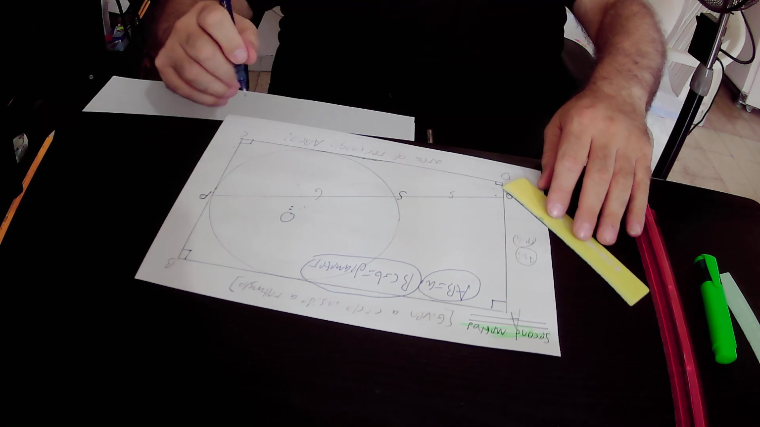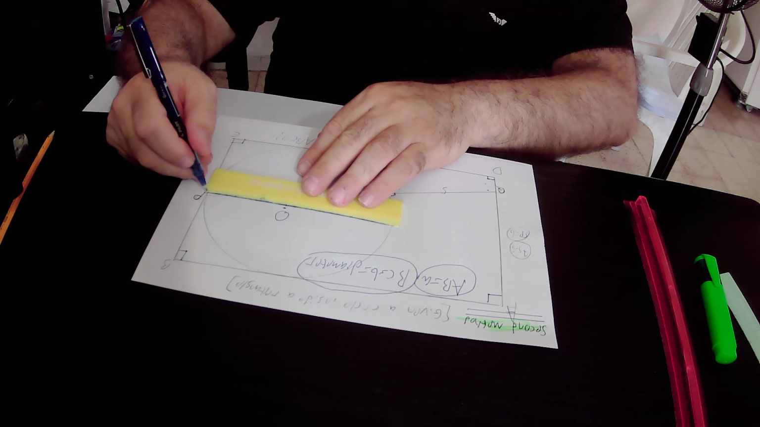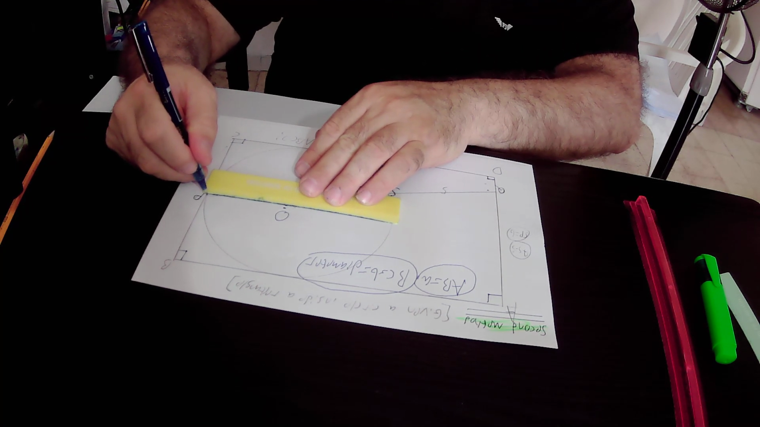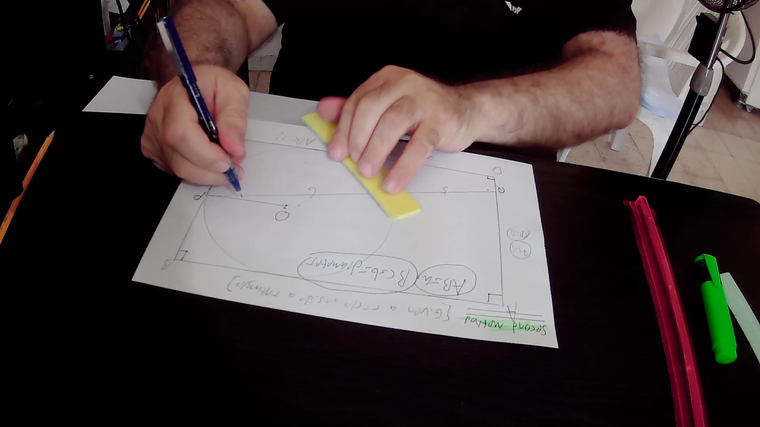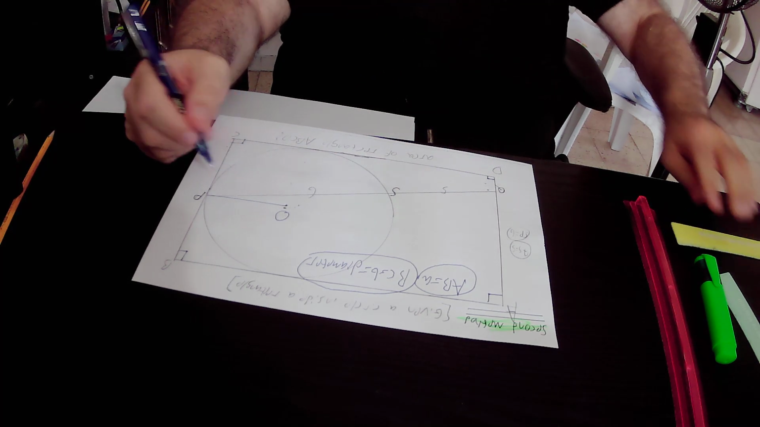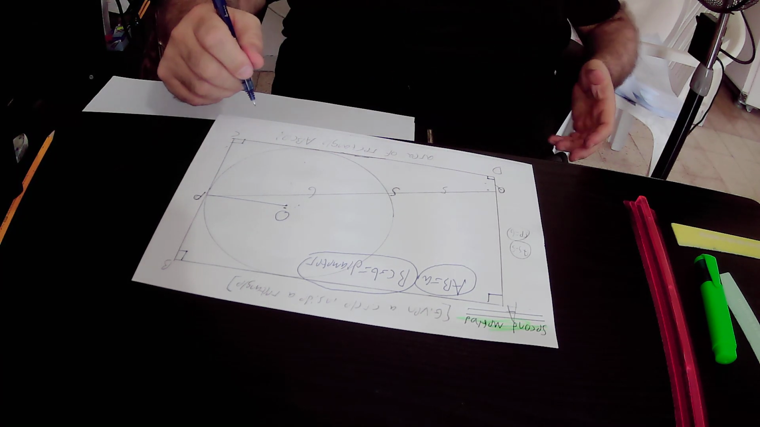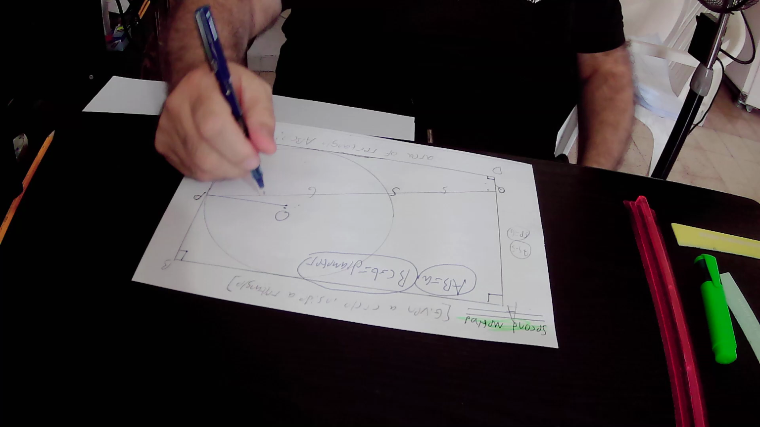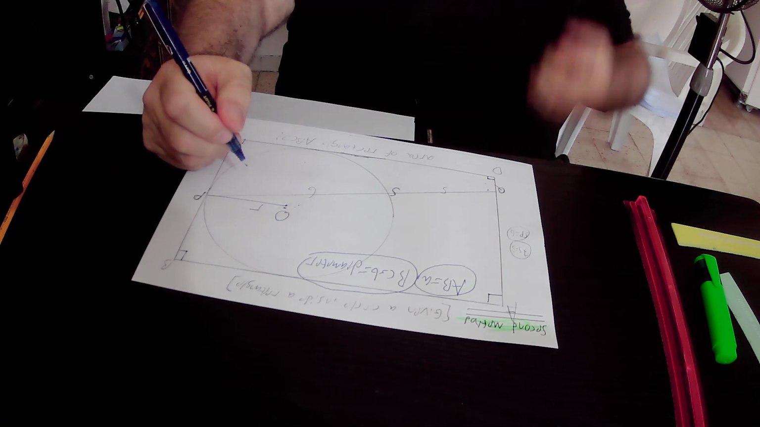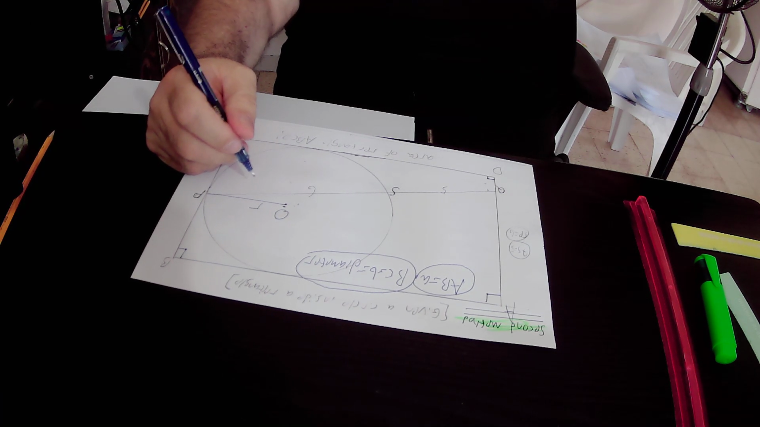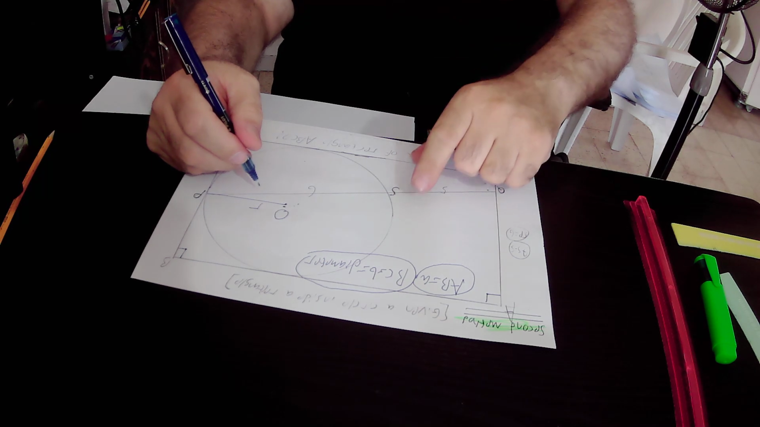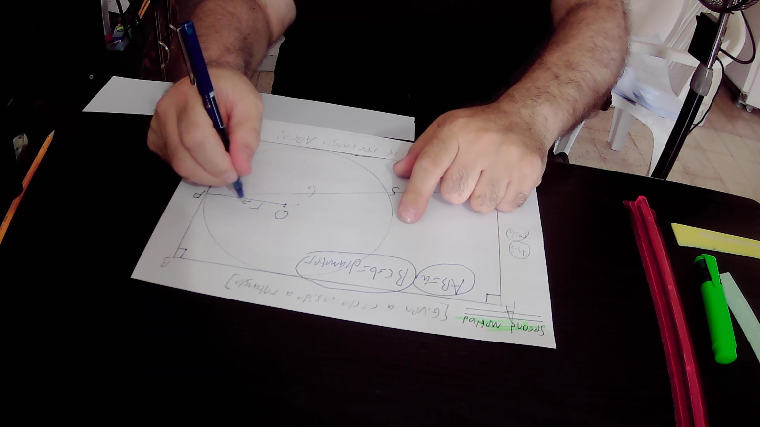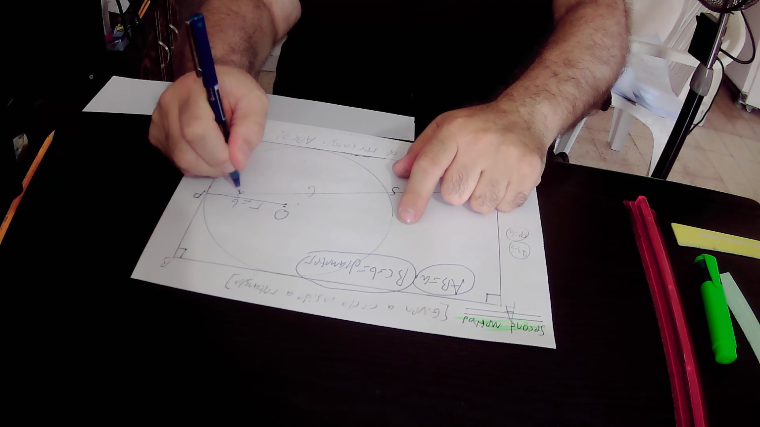We join points O and P together by a straight line. Point O is the center of the circle, point P is the point of the circle itself, therefore OP is the radius of the circle. We define the radius as R. If the diameter of the circle is B, then the radius will be half of it, that is B over 2. So R equals B over 2.